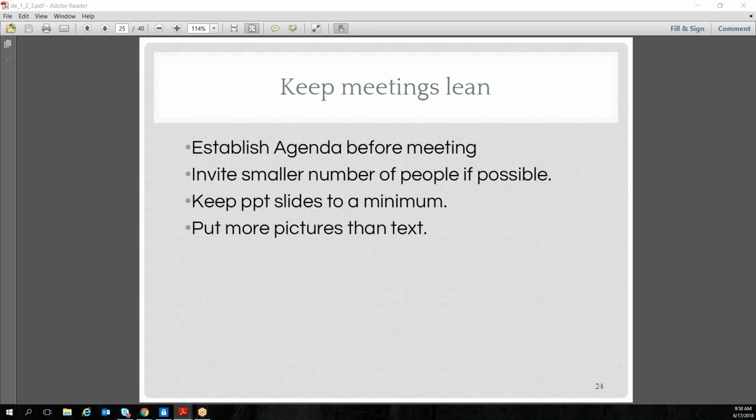Third point, keep PPT slides to a minimum. Why? Why do we make presentations? So why do we keep PPT slides to a minimum?